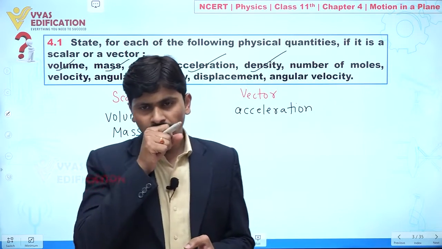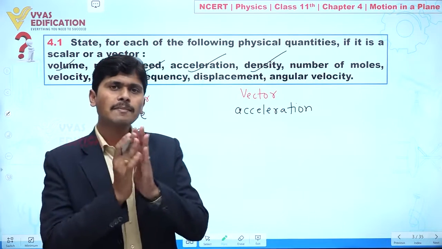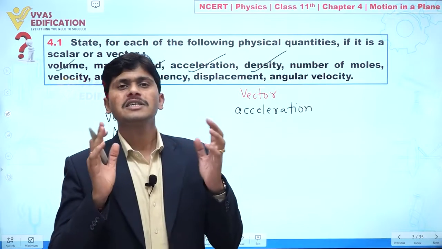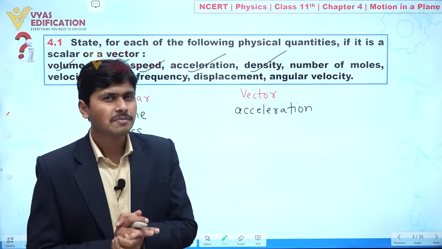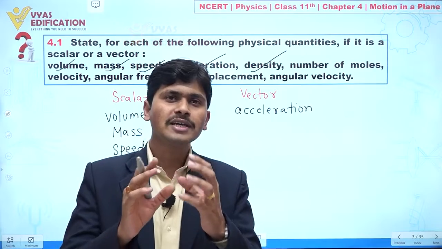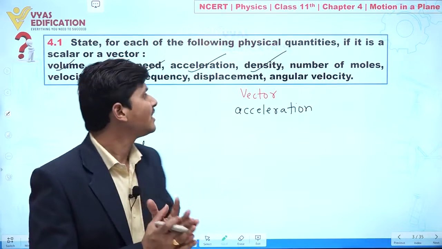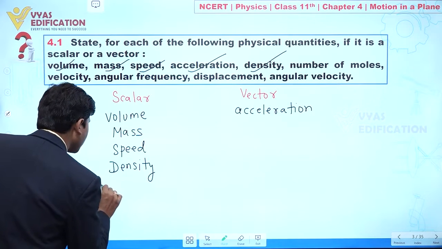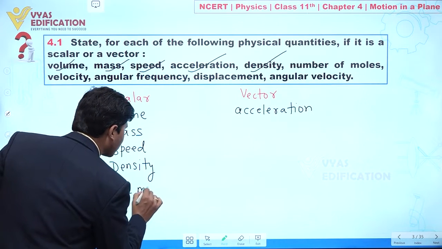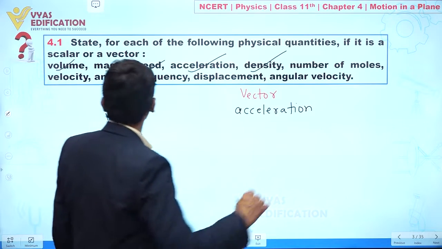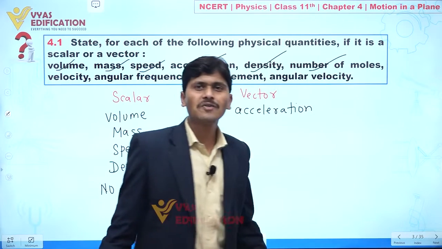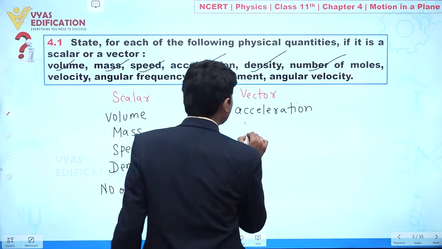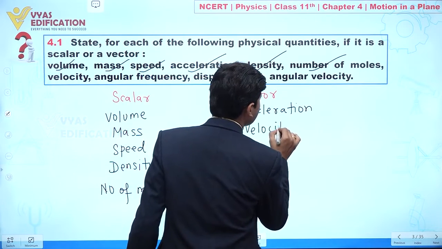Now if we talk about the number of moles. Let's suppose a substance has n number of moles. If we know the total quantity, then the number of moles can easily be defined. So the number of moles also comes into the category of scalar quantity. Now if we talk about velocity, we have already seen that velocity is a vector quantity, so we will put velocity in the vector category.